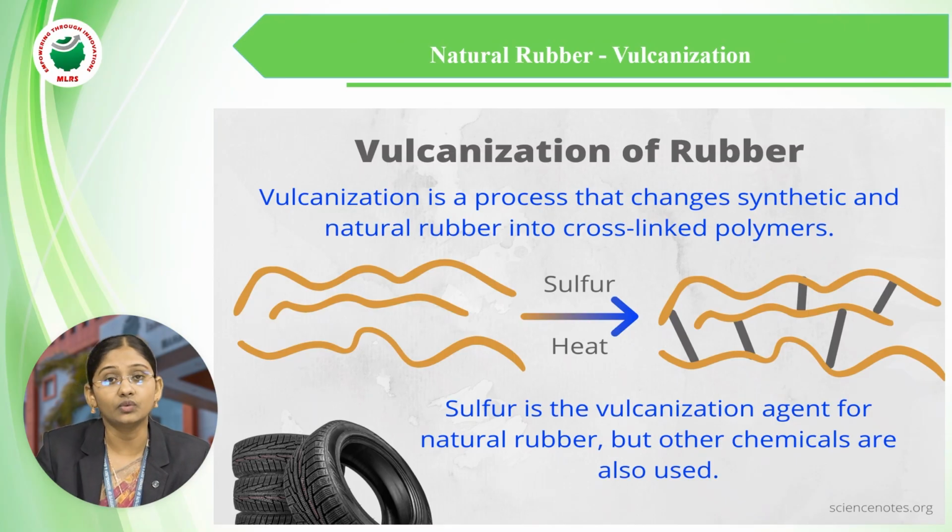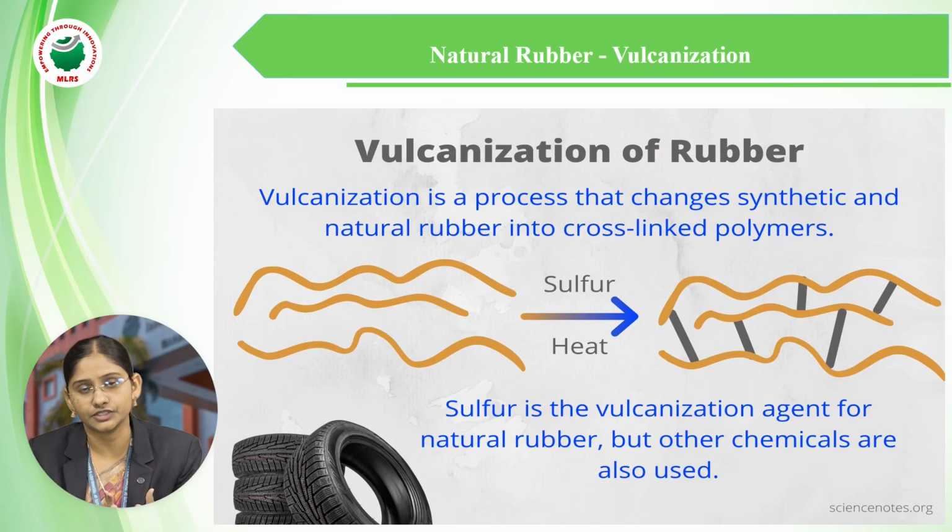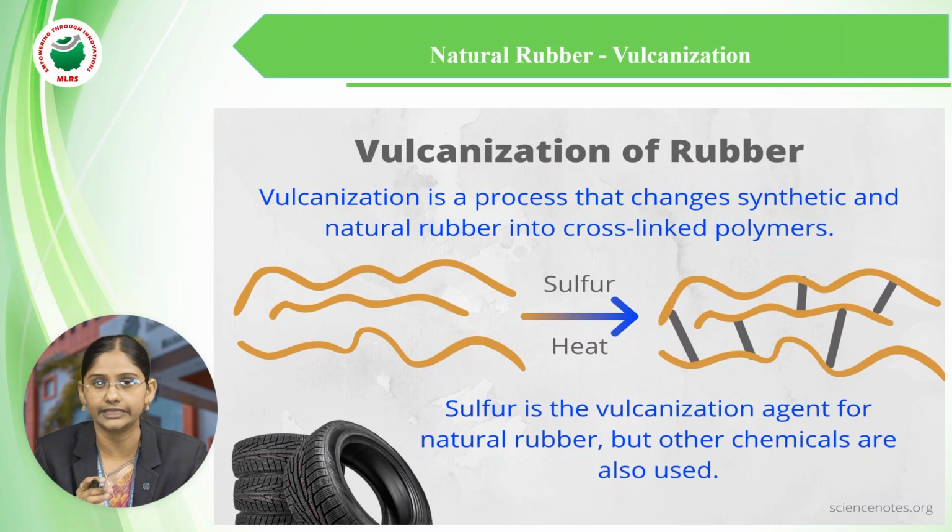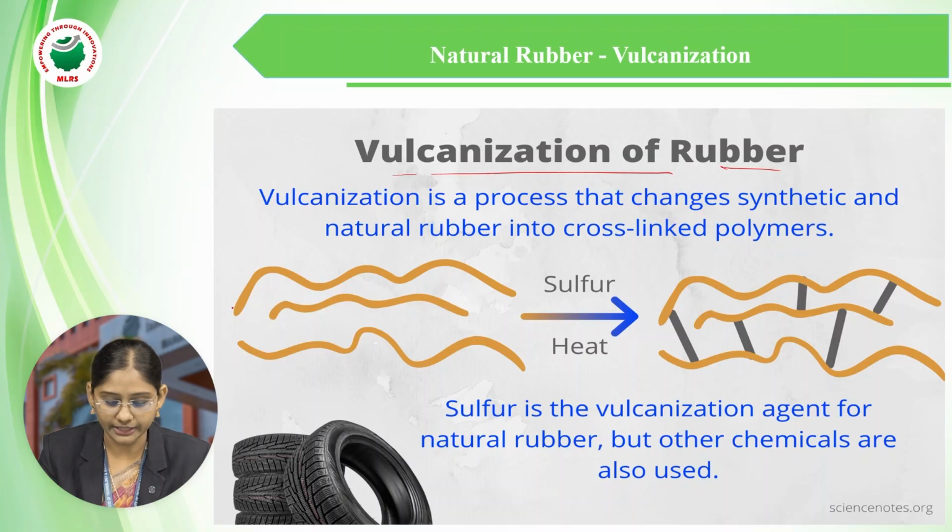So now we'll see what changes occur in natural rubber when we do vulcanization, what reaction takes place, and what chemical change in the chemical structure takes place. Now we will see. What is meant by vulcanization we have already discussed, right? Before vulcanization, this rubber has all linear chains.